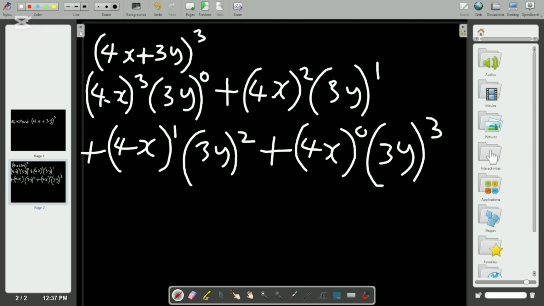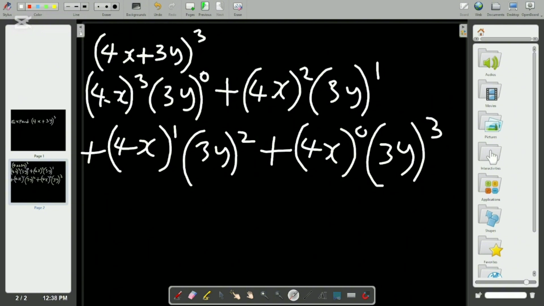Now if you look at this, 3 plus 0 will give you 3, 2 plus 1 will give you 3, 1 plus 2 will give you 3, then 0 plus 3 will give you 3. Now if you look at it again, the power of 4x starts from 3, reduces to 2, then to 1, then to 0, while the power of 3y starts from 0, increases to 1, then 2, then 3. So this is what we have now.